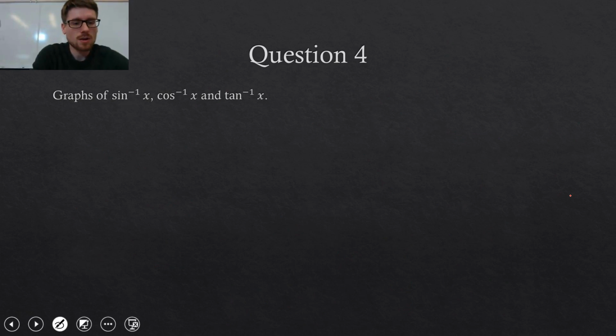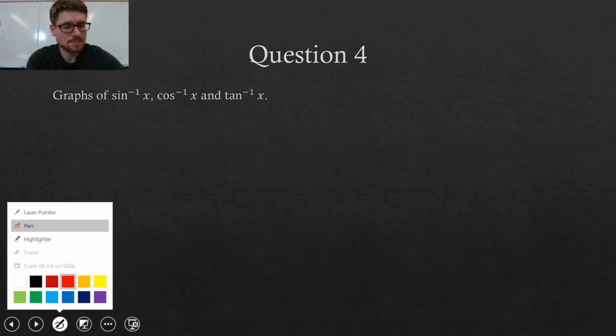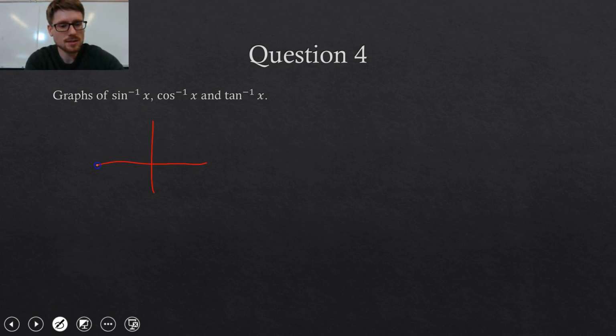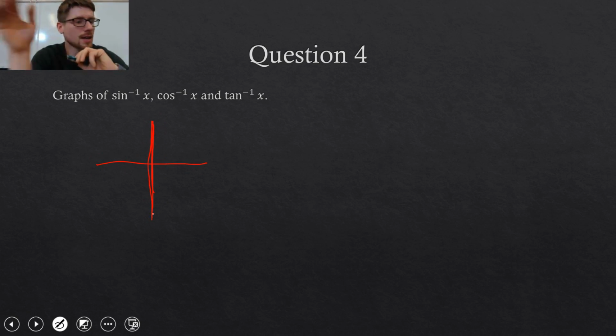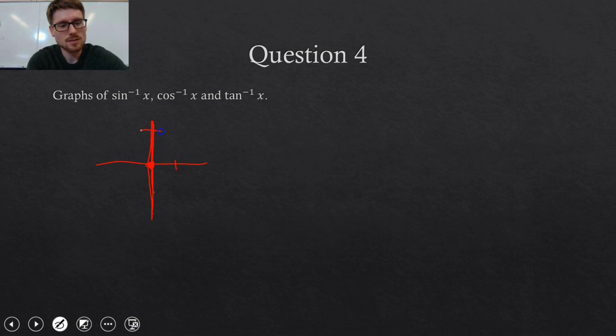All right, question 4. This one's about matching graphs of sine inverse, cosine inverse, and tan inverse. So I'll just graph each of these. For sine inverse of x, that function looks a lot like sine, but flipped across the y-axis. So remember, sine inverse of 0 is 0, and sine inverse of 1 is half of pi. So there's pi over 2. And then sine inverse of negative 1 is negative pi over 2. So those are the key points to remember.